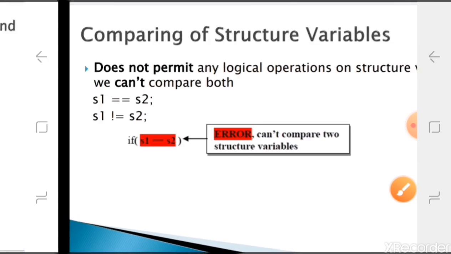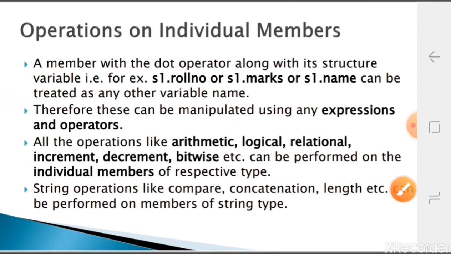Okay, now we'll check next, that is operations on individual members. Individual members means what? Here for a student we had roll number, marks, and name, so those are the individual members. For those, which operations can we do? If you observed, roll number was integer, marks was float, name was character, that is string. So whatever operations we can perform on integer or float or character, depending on that you can perform the operations here.